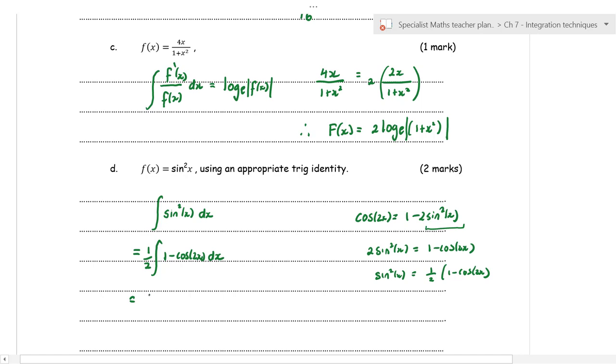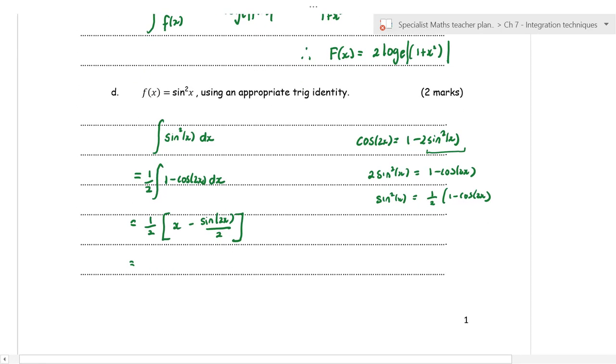So that's a half, and then that's going to be x, and the antiderivative of minus cos is minus sine, so that's going to be minus sine 2x. But don't forget that 2 there. We've got to divide through by 2, because we're doing the chain rule in reverse. So we've got to divide by 2, not times by 2. And if you can't differentiate, you can't anti-differentiate.